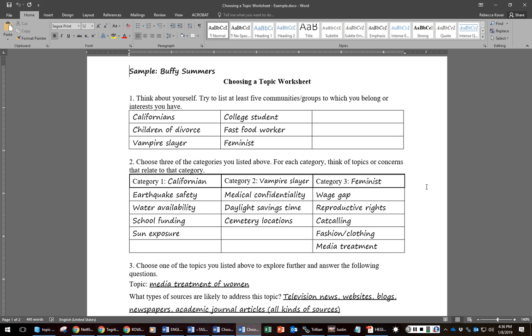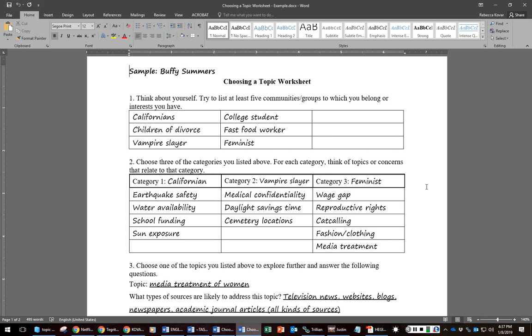So the first thing I like to ask students to think of are qualities that they have, communities they belong to, groups, interests. So I'm doing Buffy Summers. You might know her as the Vampire Slayer. She lives in California. Her parents are divorced. She is a vampire slayer, as well as a college student and a fast food worker and a feminist. So those are all avenues she could use to explore things that are more interesting to her.